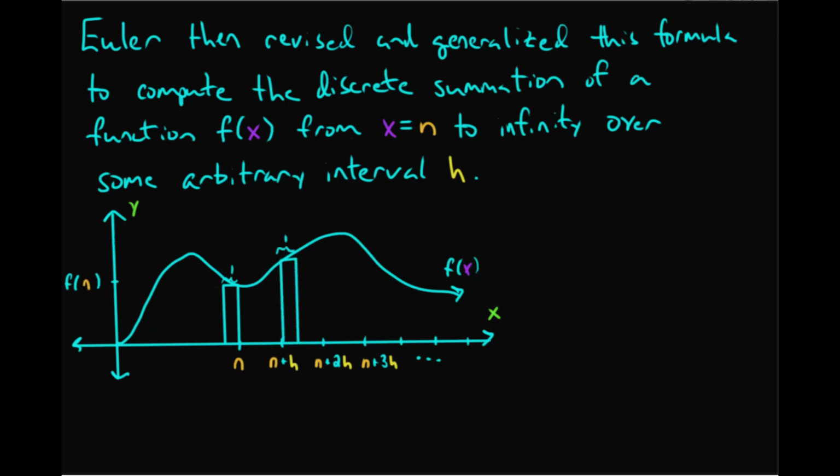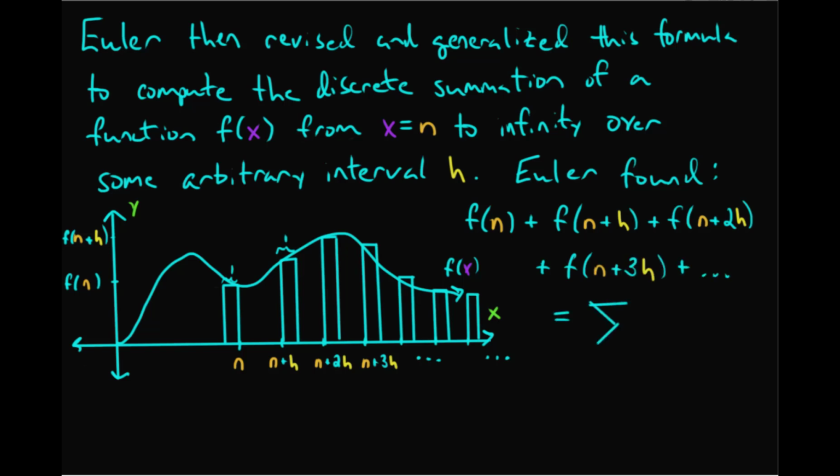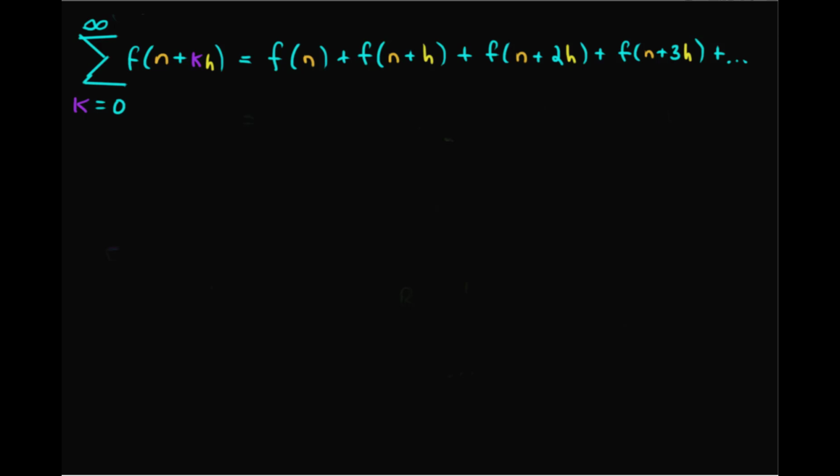The first one is based at n, the next one is based at n plus h, the one after that at n plus 2h, and each rectangle has a height that corresponds to that x value. So the first one has a height f of n, the next one has a height f of n plus h, and of course each rectangle has a width of 1. So we're summing the areas of these rectangles with base width 1 and height f of n plus h, f of n plus 2h, and so on. And Euler found the formula for this discrete summation that sums f of n plus kh from k equals 0 to infinity, that this discrete summation equals the following.